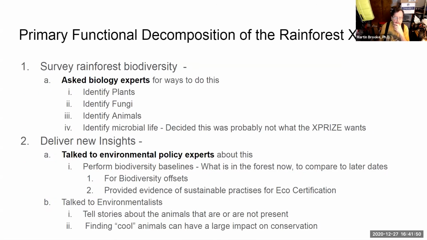For the primary decomposition, we begin by using needs finding. We interview and talk with experts to find out what it means to measure biodiversity and gain insights into the biodiversity.